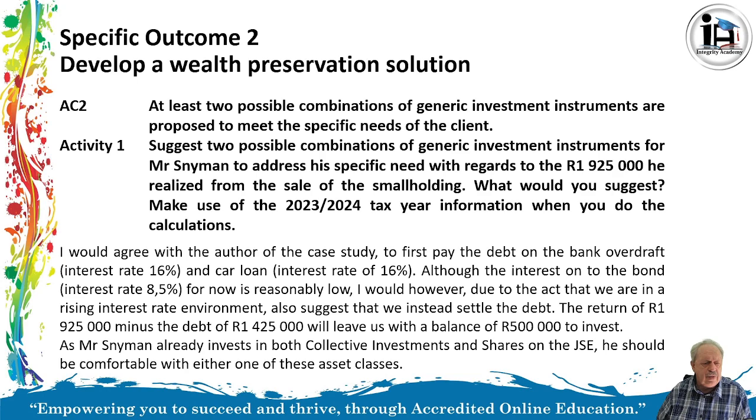I would, however, due to the fact that we are in a rising interest environment, also suggest that we instead settle the debt. The return of 1.925 minus the debt of 1.425 will leave us with a balance of 500,000, which we can then invest. As Mr. Snyman has already invested in collective investments and shares on the stock exchange, you should be comfortable with either one of these investments or asset classes.